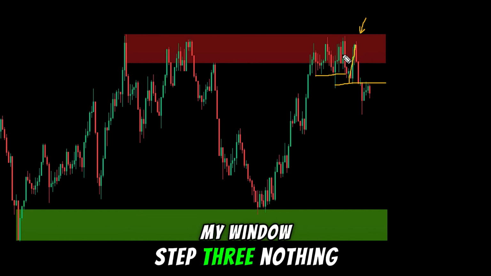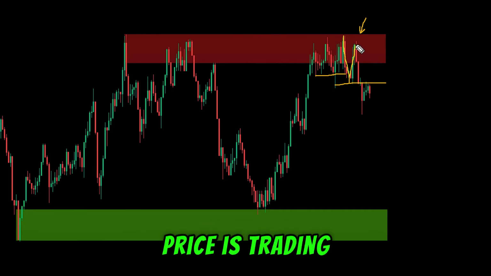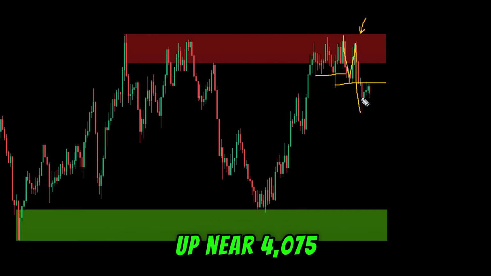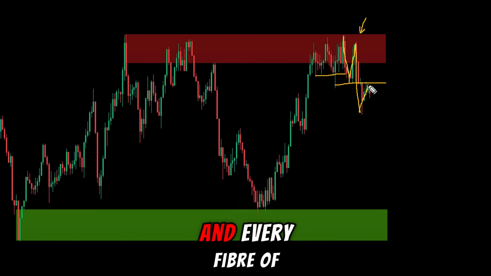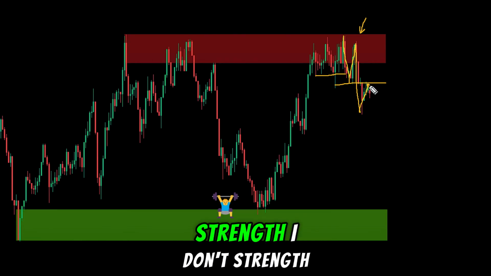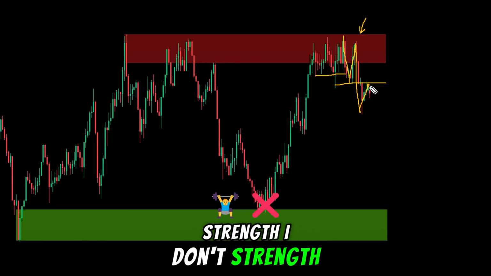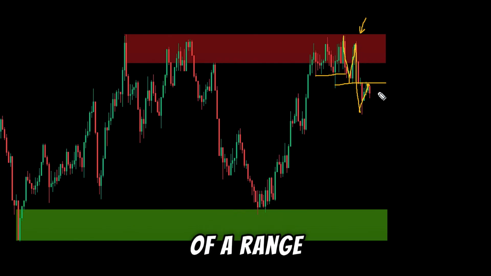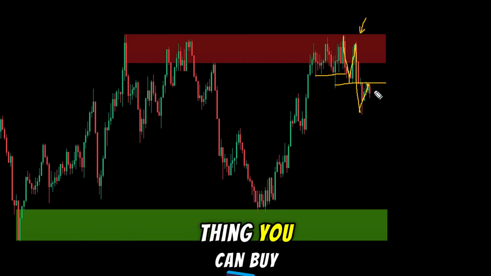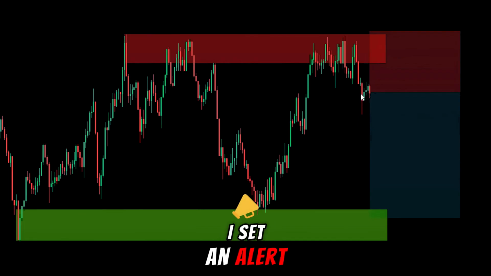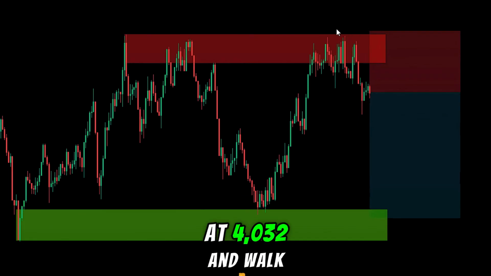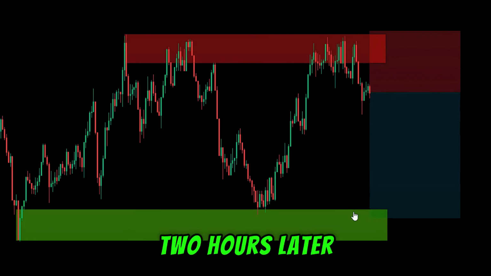Step 3. Nothing. Price is trading up near 4,075, and it looks strong, and every fiber of me wants to buy strength. I don't. Strength, at the top of a range, is the most expensive thing you can buy. I set an alert at 4,032 and walk away from the desk. 2 hours later, the alert fires.